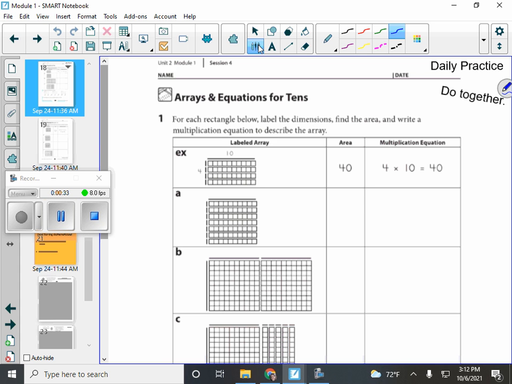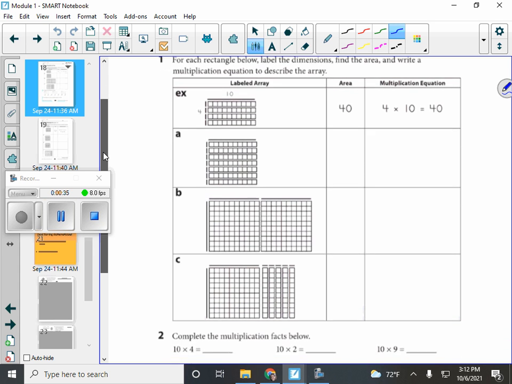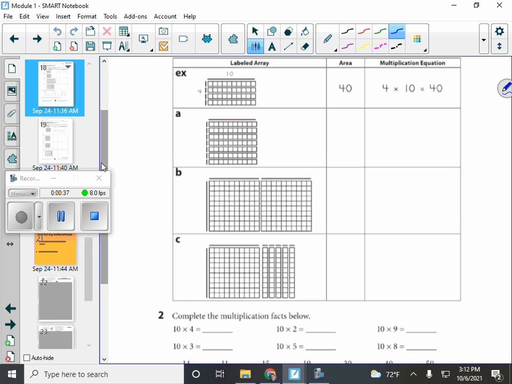All right, guys, let's look at letter A. Letter A is showing the equation 7 by 10. Write down what I'm writing down. So we're multiplying 7 by 10. And 7 times 10 we know is 70.